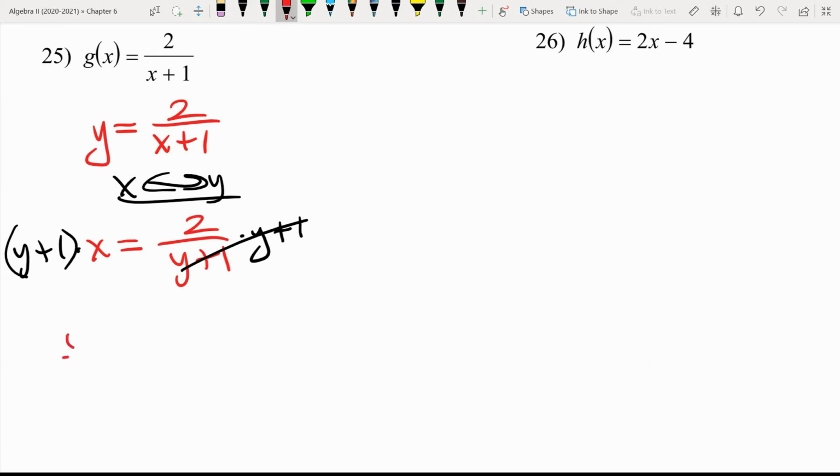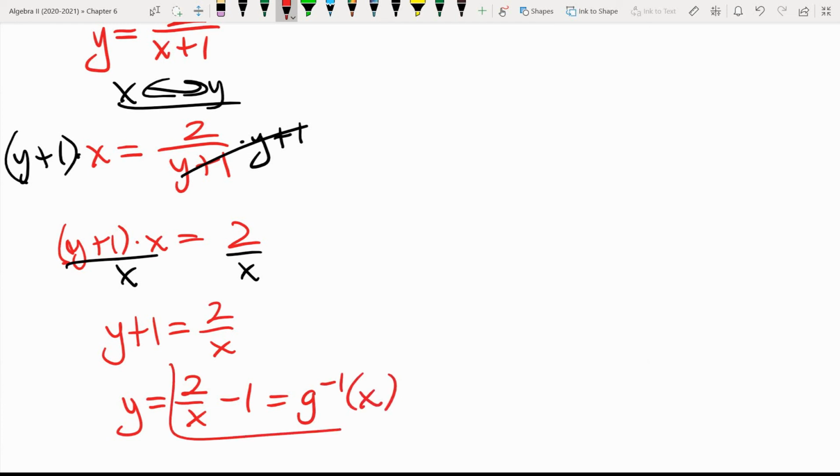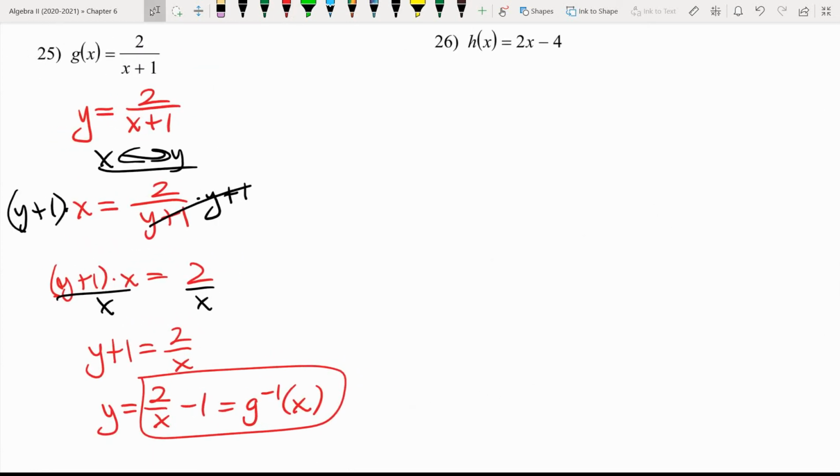So I'll just rewrite this next step here. We've got y plus 1 times x equals 2. Now I want to get rid of that x, so I'm going to divide both sides by x. So I end up with y plus 1 equals 2 over x. Now I can subtract a 1 from both sides to get y equals 2 over x minus 1. And this is our g inverse of x. All right, so those are the steps. Swap x and y, solve for y. That's pretty much it. But you have to have some algebra skills in order to do that.